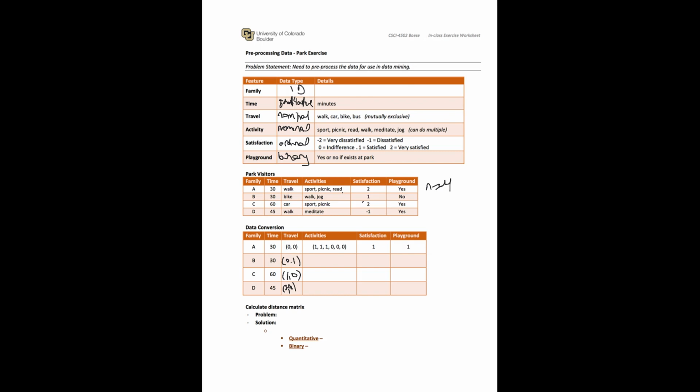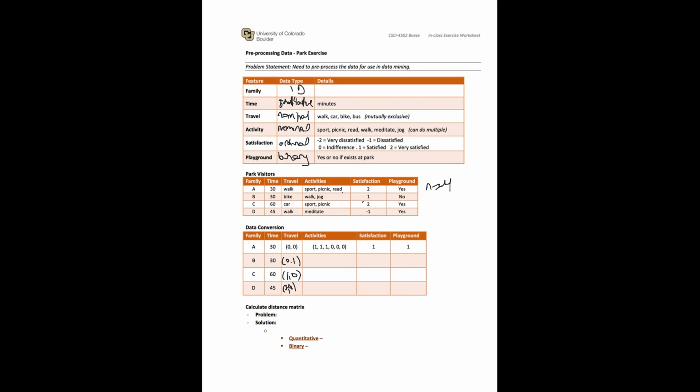Okay, then for activities, we need these as numbers. You can do multiple ones. So instead of using the binary 0, 1, 2, 3, 4, because they can select each one of them, we're going to look at each one of them as being like a binary variable. Did they do sport? That would be 0 if they did not, and 1 if they did. Did they picnic? 0 if not, 1 if they did. And we'll just do that for each one of them. Since there are 1, 2, 3, 4, 5, 6 options, sport, picnic, read, walk, meditate, jog, we're going to create this set of 6 binary values.